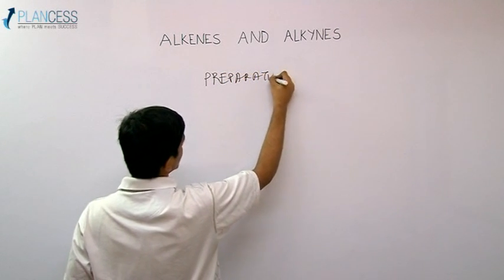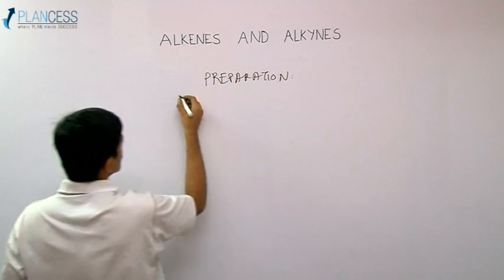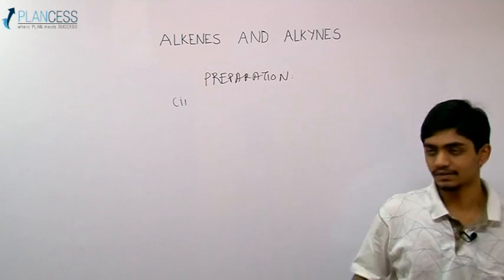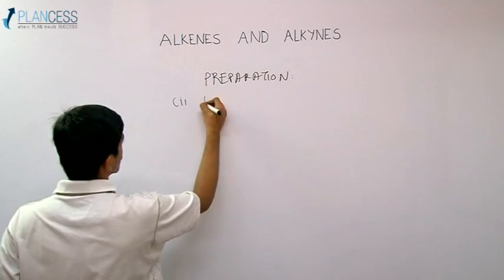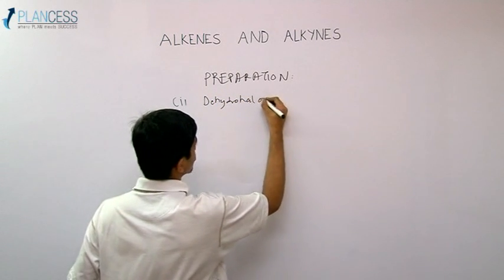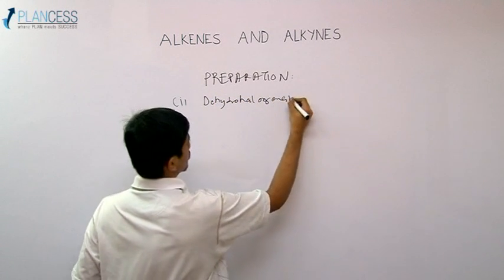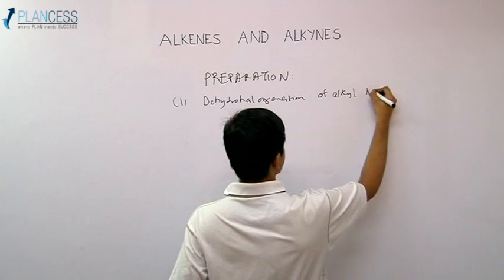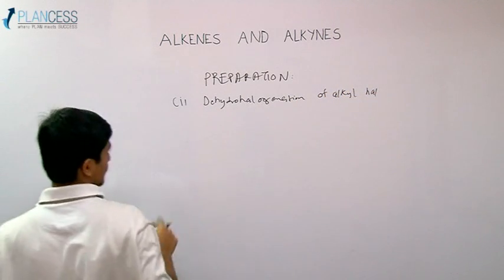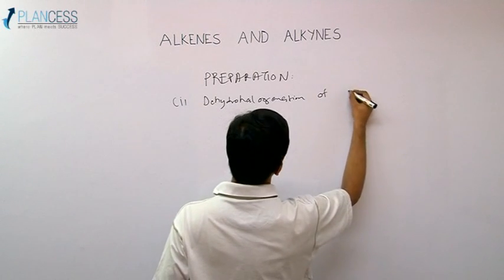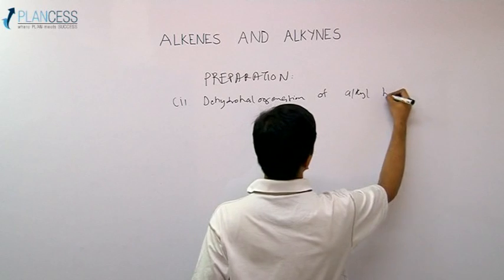we have some reactions. First of all, alkenes can be prepared from alkyl halides. Dehydrohalogenation of alkyl halides. Sorry, hydrogen halides, not halides. Dehydrohalogenation, okay, of alkyl halides only.